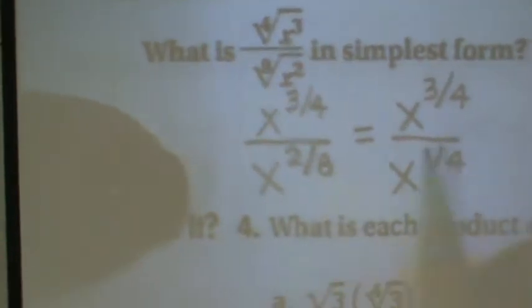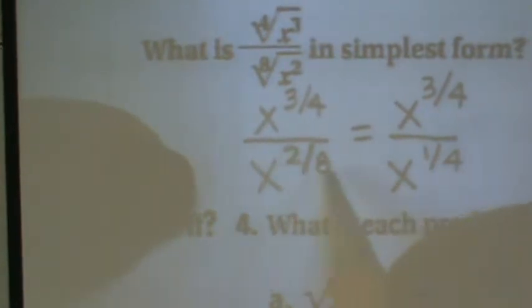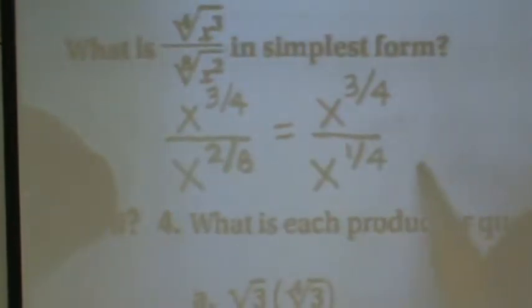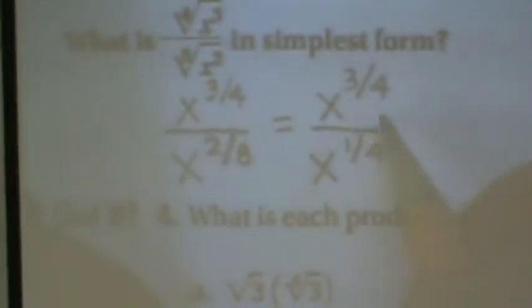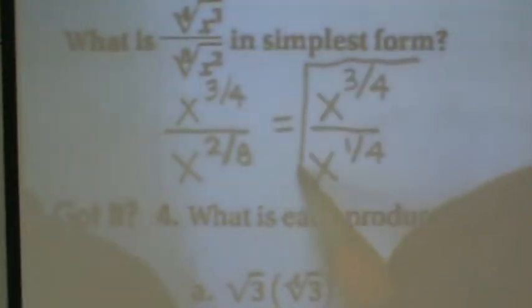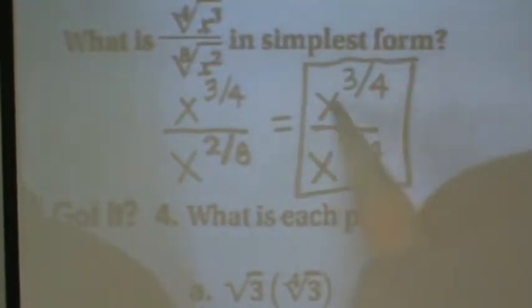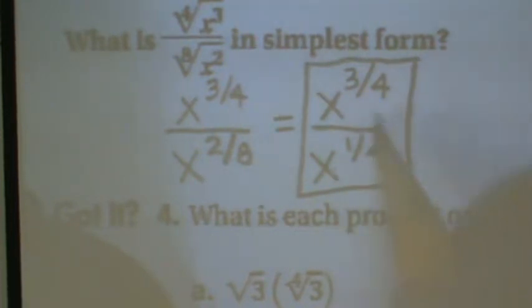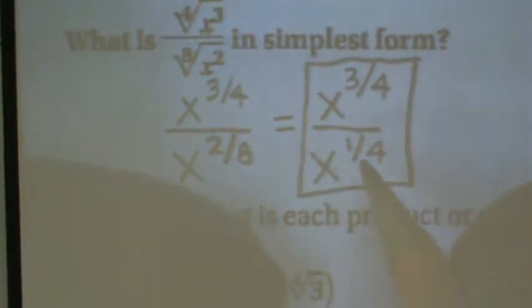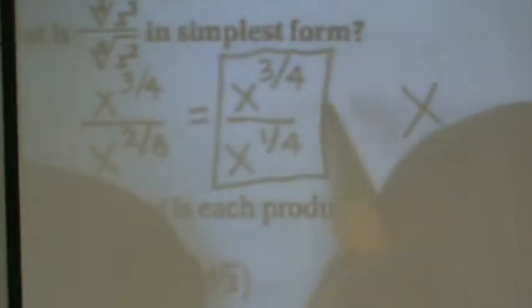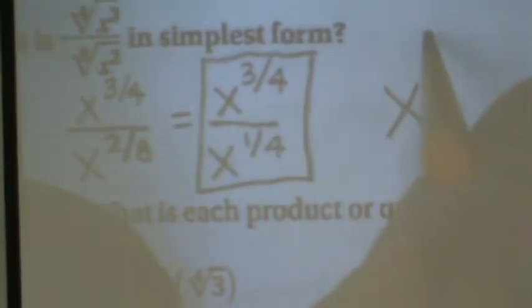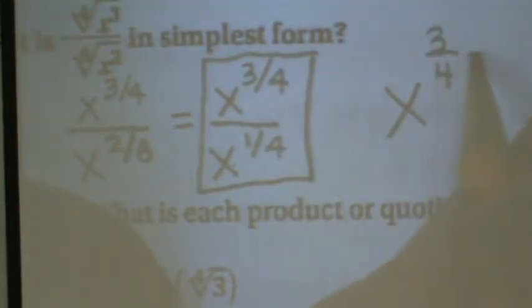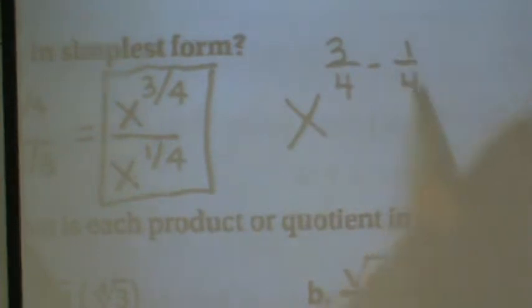So all I did was reduce this fraction. 2/8 is reduced to 1/4. Now what do we recall about when we're dividing and the bases are the same? All we have to do is subtract these exponents. So what is 3/4 minus 1/4? It is equal to 2/4. And isn't 2/4 1/2?